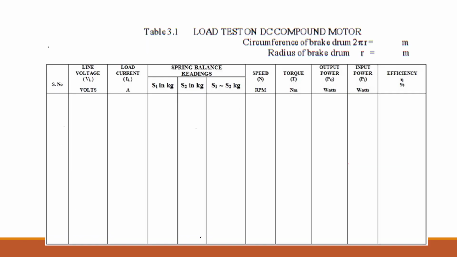You are going to tabulate the same in this tabulation. You measure the line voltage and the line current; the corresponding S1, S2 readings are taken from the weighing machine, and the speed you measure with a tachogenerator. Other quantities you will calculate according to the formulas, similar to the load test on the DC shunt motor. You have to take readings up to 120% of the rated current. You can apply the load directly. You know how to apply the load when you view my video on the load test on the DC shunt motor. Kindly go through it, it will be useful for you.